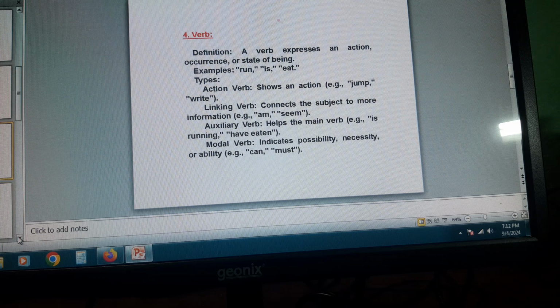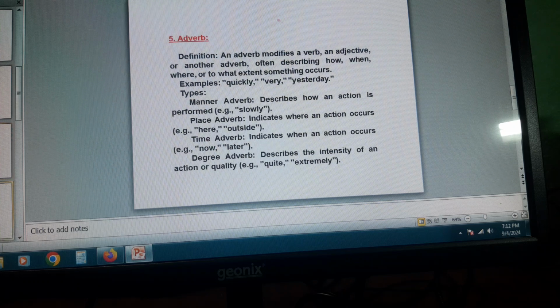Now I am going to the fifth slide. Here you will see adverb. Definition: an adverb modifies a verb, an adjective or another adverb, often describing how, when, where, or to what extent something occurs. Quickly, very, yesterday. Types: manner adverb, place adverb, time adverb, degree adverb.